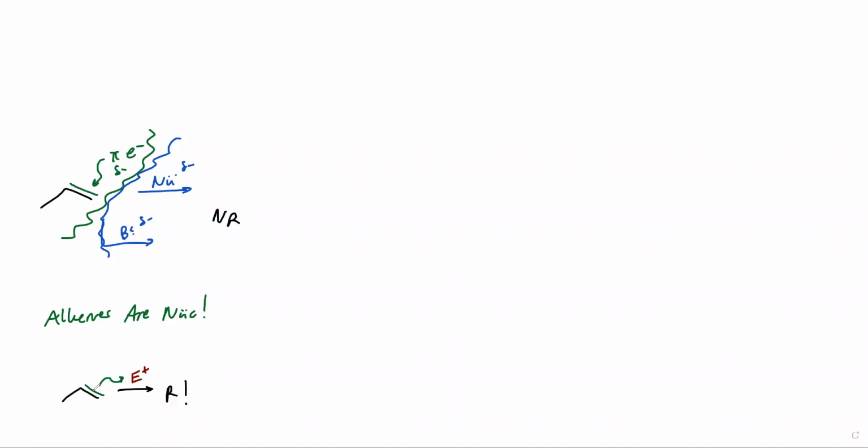And one thing we can notice here is that alkenes are acting as electron donors to electron acceptors. So we can think of alkenes as Lewis bases, whereas electrophiles are Lewis acids.